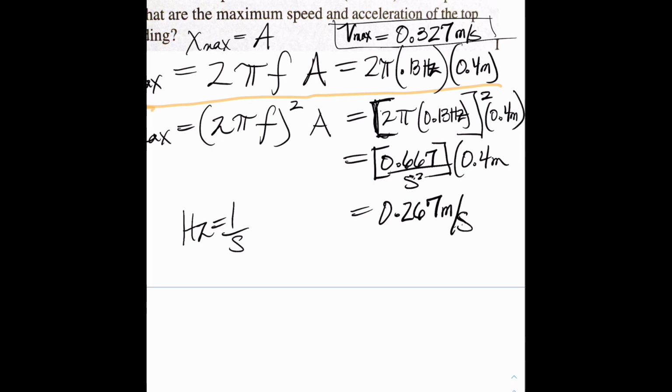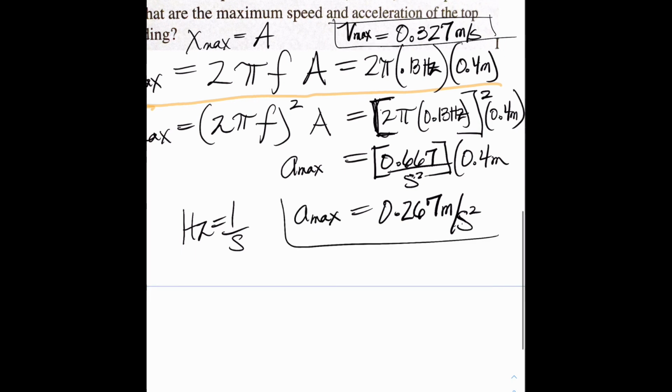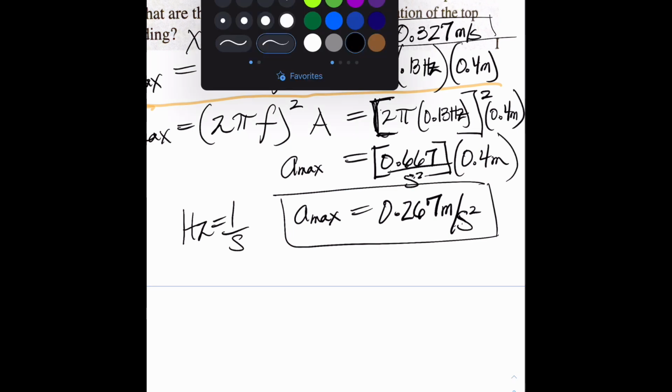Ooh, my stylus isn't doing very well there. Sorry about that. And this is A max. Okay. There's our answer for acceleration max.